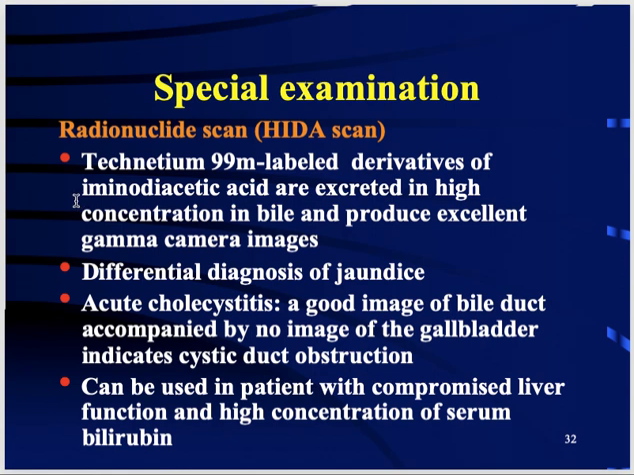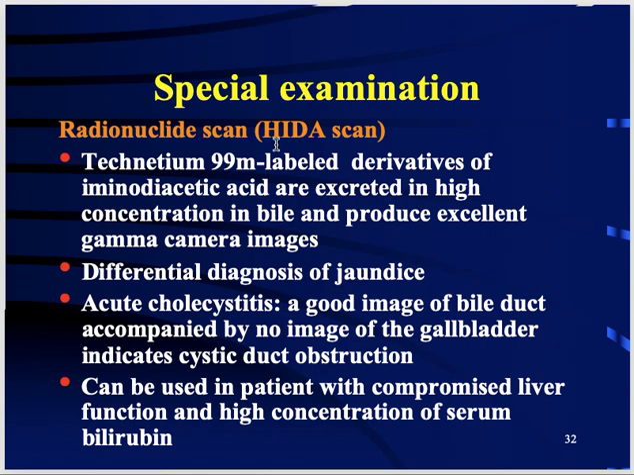So what they do, they give technetium 99m labeled derivatives of dimethyl amino diacetic acid. Okay, so this is what they give. They give this intravenously, which is cleared by the Kupffer cells and excreted into the bile, and uptake by the liver is detected within 10 minutes, and the gallbladder, the bile ducts, and the duodenum can be visualized within 60 minutes.